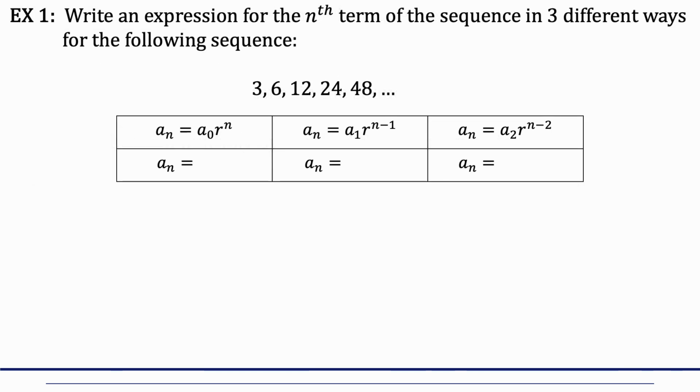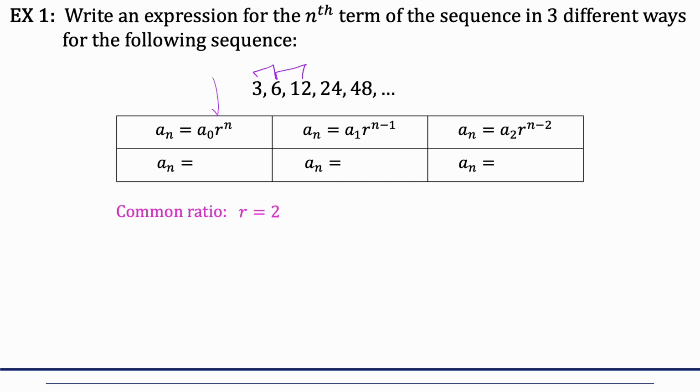Here's an example. We're going to write an nth term of this sequence in three different ways. So 3, 6, 12, 24, 48. That's our sequence. Well, looking at that, what do you think the common ratio would be? To get from 3 to 6, we multiply by 2. To get from 6 to 12, multiply by 2. We have a common ratio of 2.